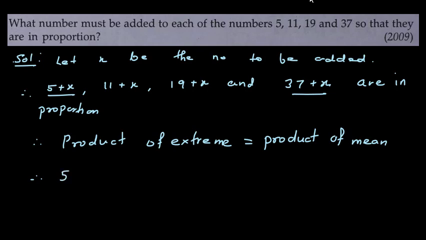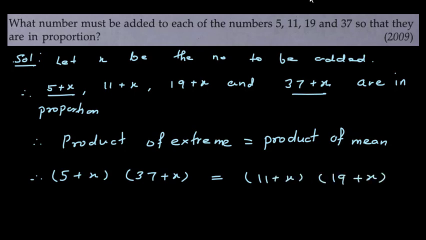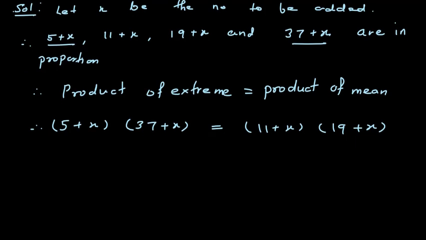So product of this first term, that is 5 plus x, into 37 plus x will be equal to 11 plus x into 19 plus x. So therefore this 5 will multiply by 37. So 5 7s are 35, 3 carry, 5 3s are 15, 15 plus 3 it is 18. So 185 plus this 5 multiplied by x is 5x plus x multiplied by 37 is 37x plus x multiplied by x is x square.